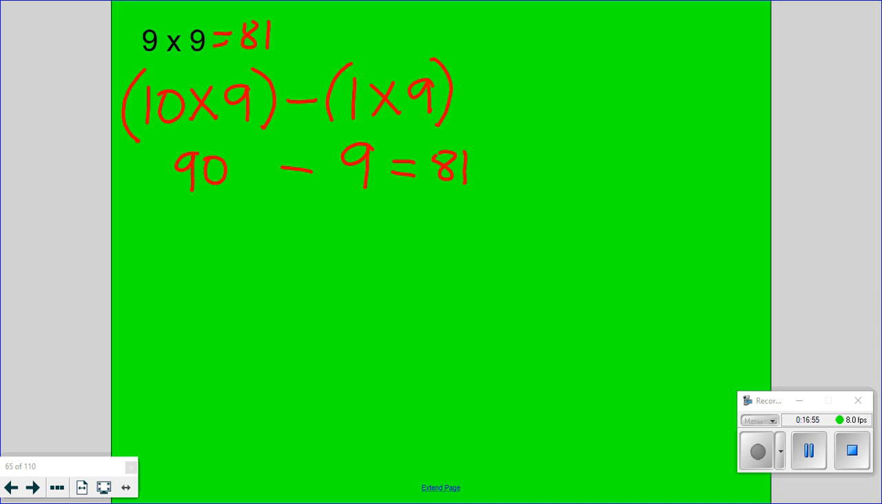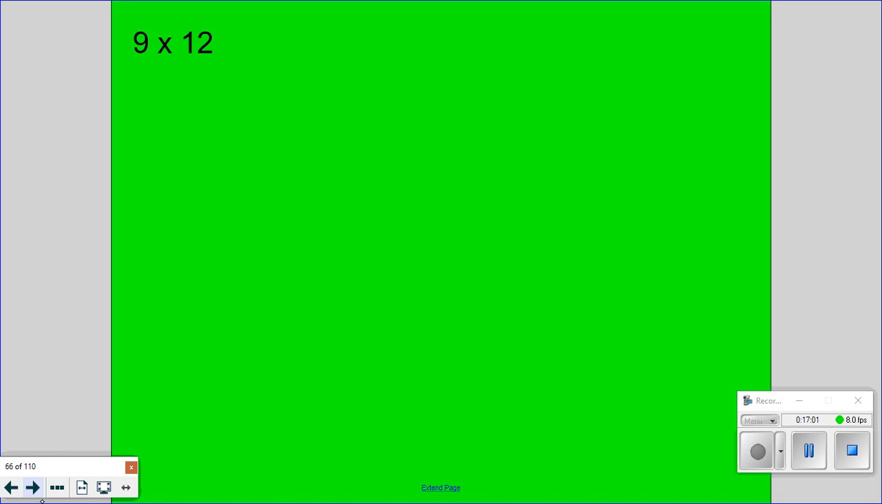Let's try another one. Let's try a bigger one. Read that equation to me. 9 groups of 12. If I drew that out, it would take a while. Can I? Yes. But let's work a little smarter. 9 groups of 12 is a lot of dots. So instead of 9 groups of 12, how do I want to think about this?